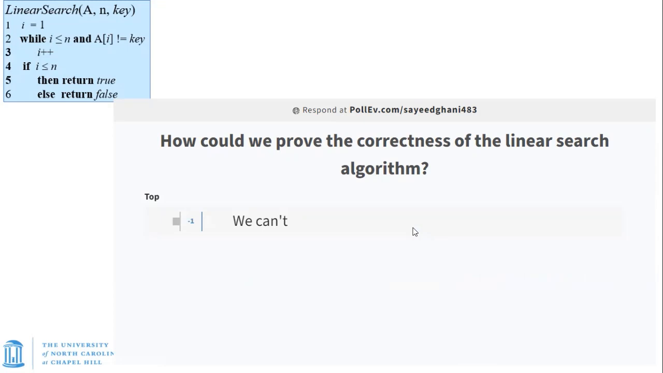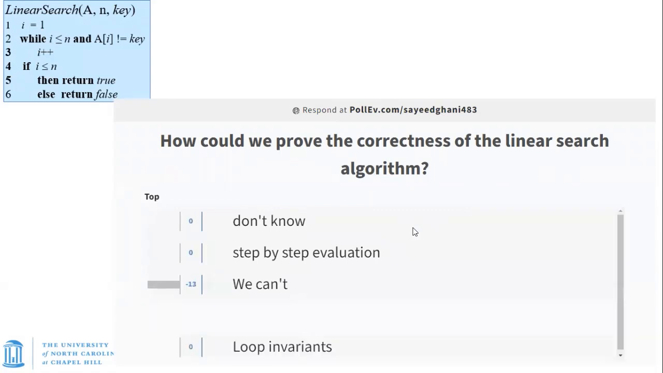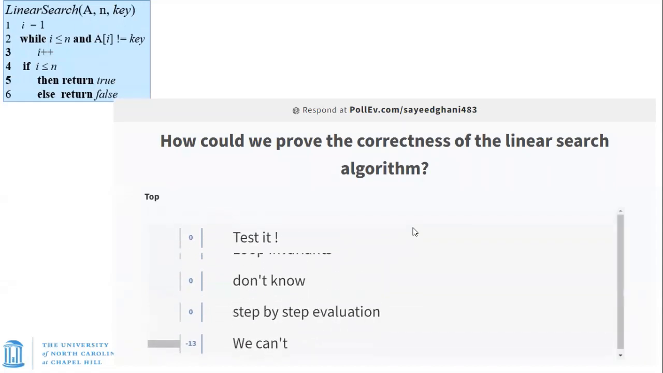We can, right? Yes, we can. Okay, and don't just say very carefully. Okay, so we're going to use loop invariants.